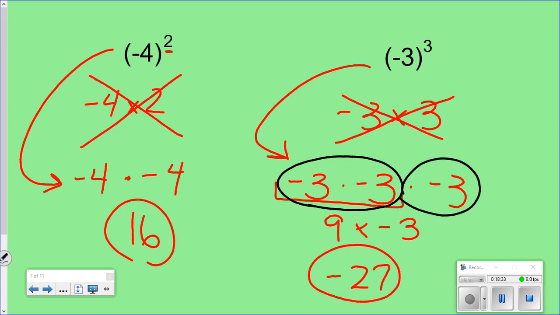Anybody have any questions? Have you ever worked with exponents before? A little bit, here and there. You maybe called it to the power of 2, or you maybe called it to the second power, or whatever. What's that? Good, good, that's good.